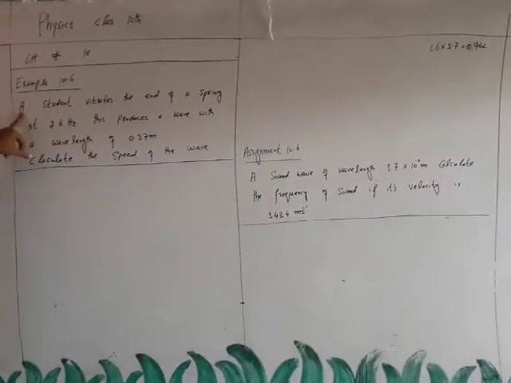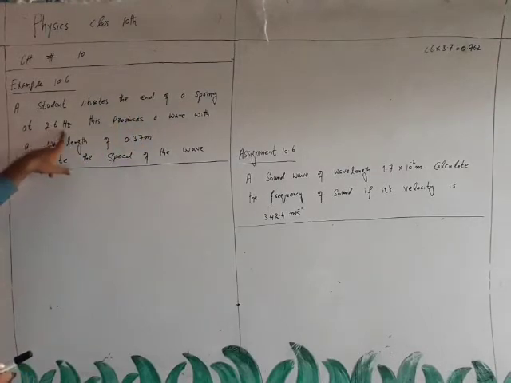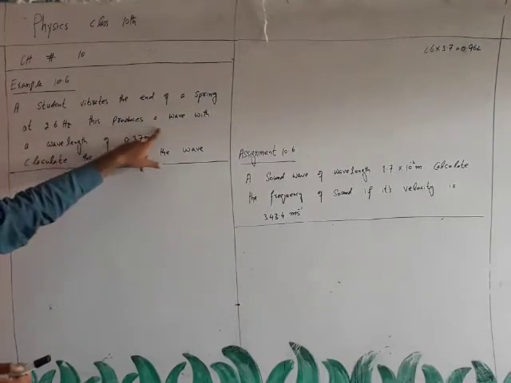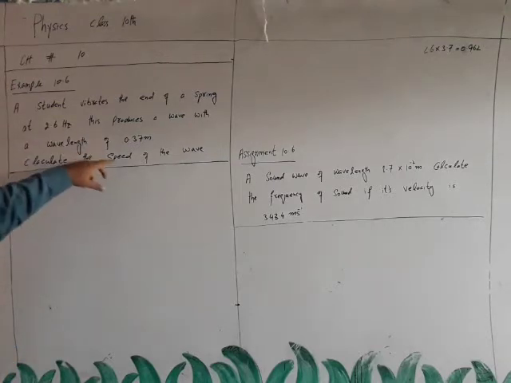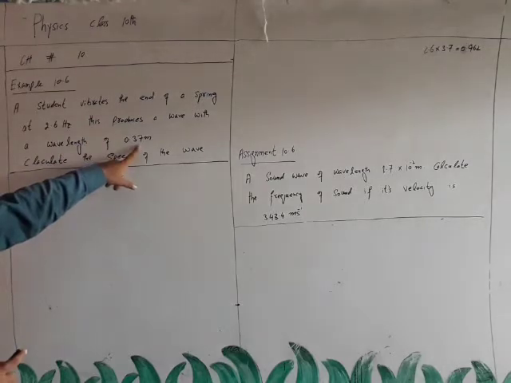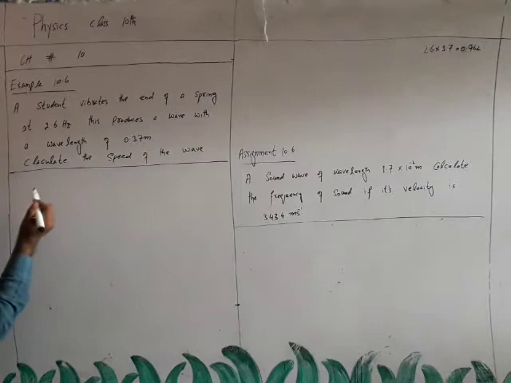In example 10.6 we are given that a student vibrates the end of a spring at a frequency of 2.6 Hertz. This produces a wave with a wavelength of 0.37 meter. Calculate the speed of the wave. Here we are given the frequency of the vibration and the wavelength of the wave, and we have to calculate the wave speed. So I will write the given data.